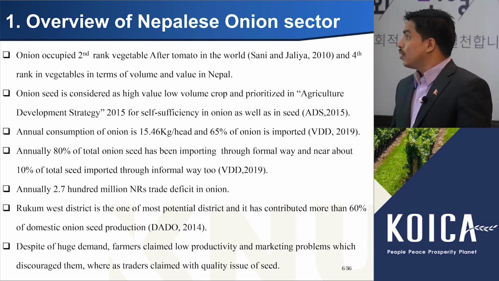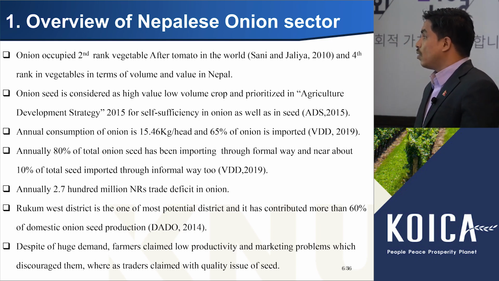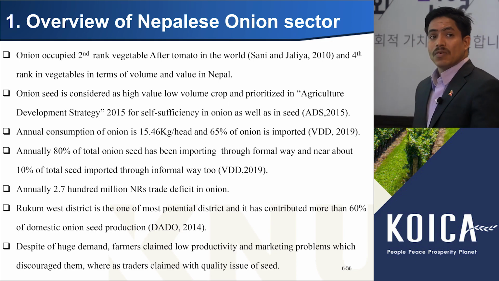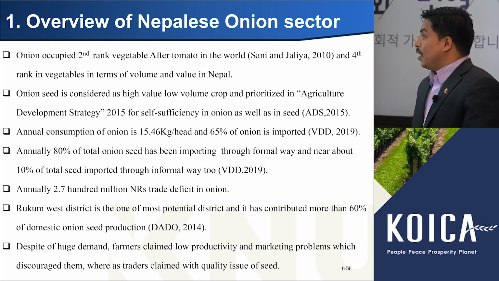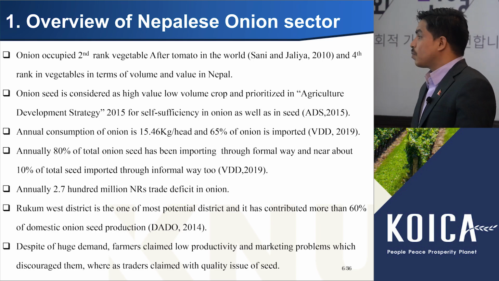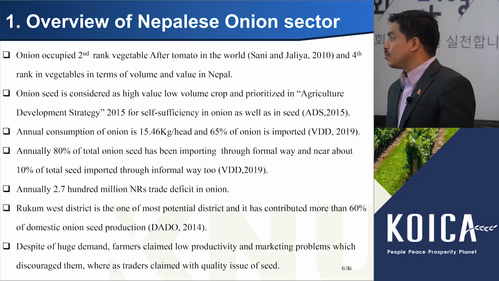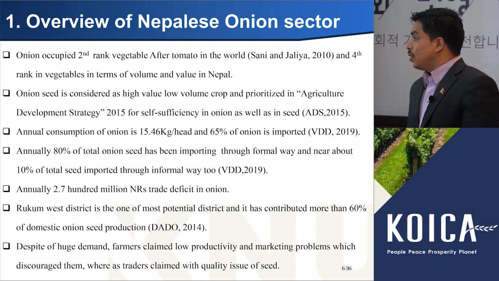Onion consumption is 15.46 kg per head and 65% of onion is imported from outside the country. Annually 80% of total onion seed is imported through the formal way and nearly 10% of total seed is imported through the informal way too. Annually there is a 2,700 million Nepalese rupee trade deficit in the onion sector alone.